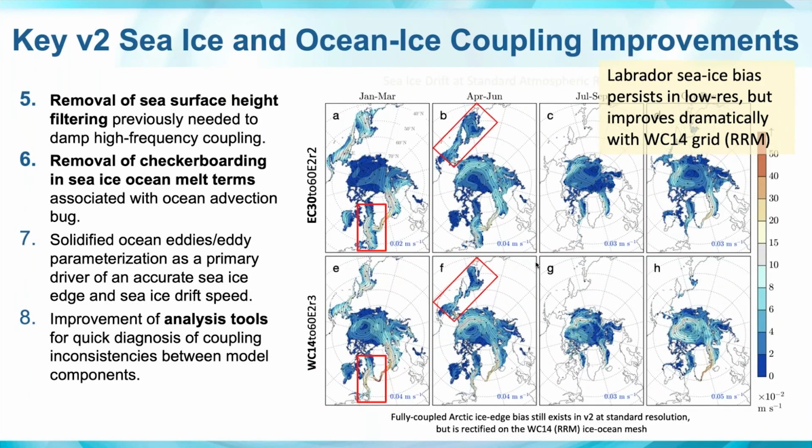Another improvement is regarding the Labrador sea ice. So the bias does persist at low res, but it seems to improve dramatically when we use the ocean refined mesh, the WC14 grid in the ocean and the sea ice. So we're hopeful that the RRM grid will have a much better Labrador Sea.